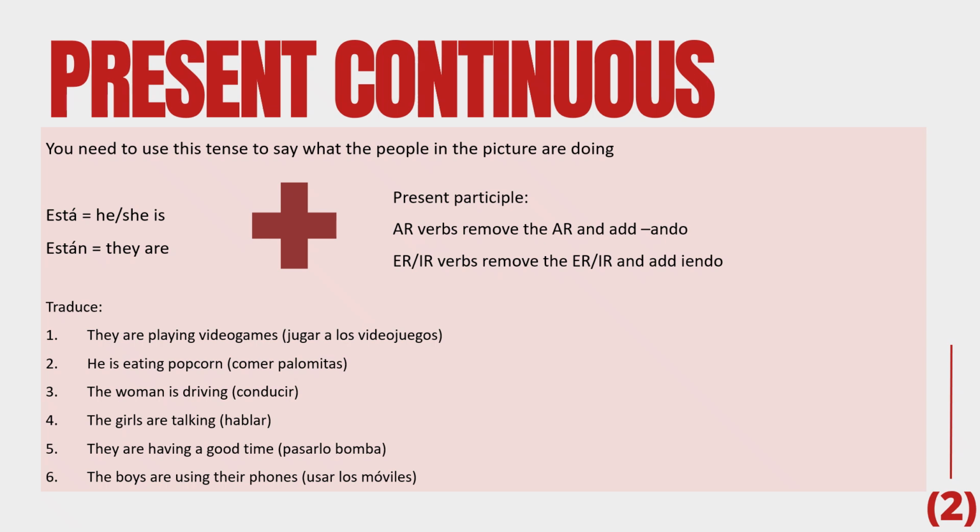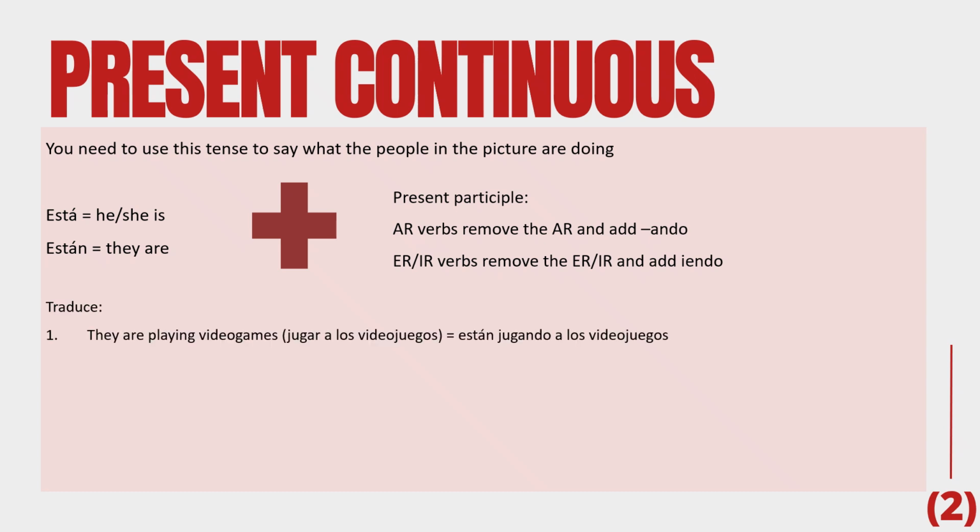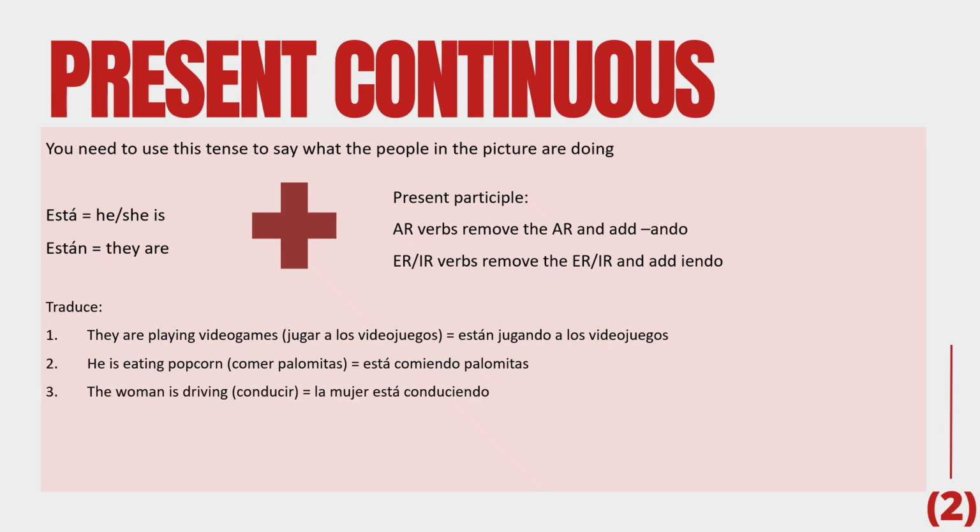Okay, so if we have a look now at the answers, we will find 1, están jugando a los videojuegos. That was the example we already did. 2, está comiendo palomitas. 3, la mujer está conduciendo. 4, las chicas están hablando.